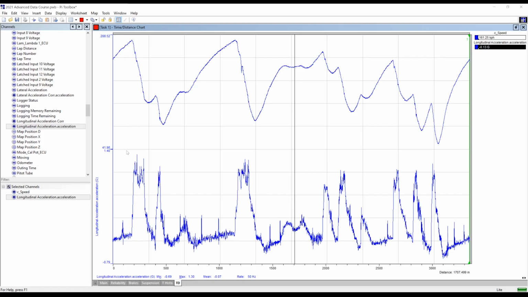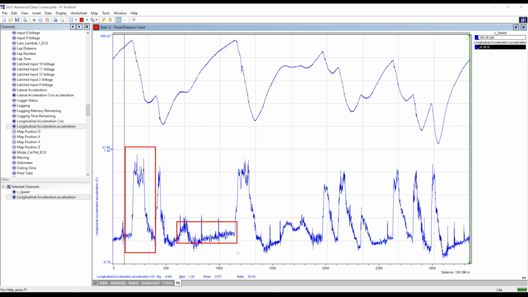Now let's look at some simple but helpful uses of math channels. One common use would be to reverse the sign of a sensor output. Let's say that the G sensor in our car has been configured within the logger such that the longitudinal channel gives positive values when the car is braking and negative when the car is accelerating. We want to correct this so it's consistent with our sign convention.